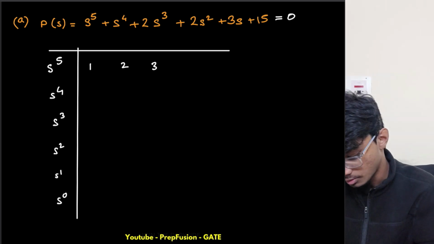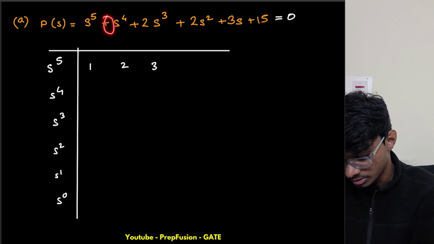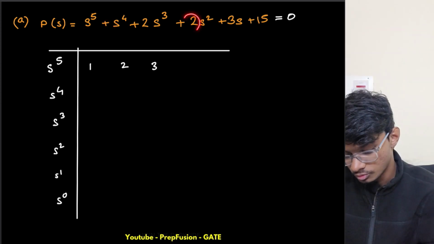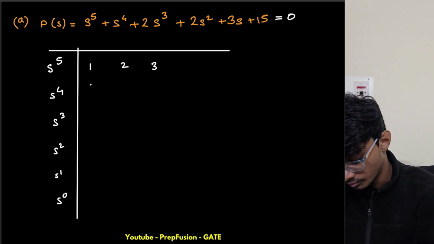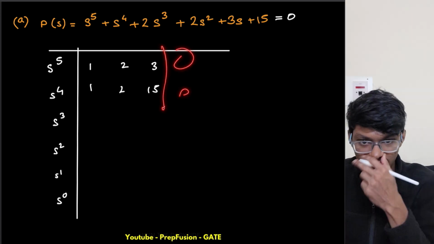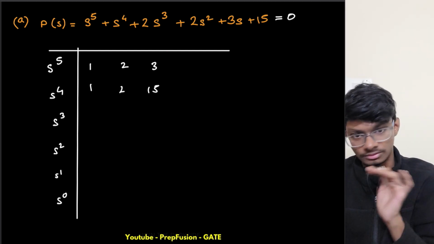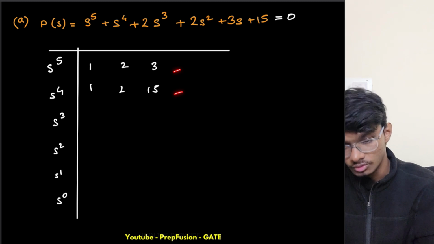So this is 1 2 3. Now what is this one? I will take this one because I took this one for the first row. So this will be 1. Then this is 2, and this is 15. So 1 2 15, and this completes my Routh array. I don't need to take extra elements. These are 0 anyways. If you put 0 here, it won't matter. If you don't put anything, that also won't matter, because these are not getting used.